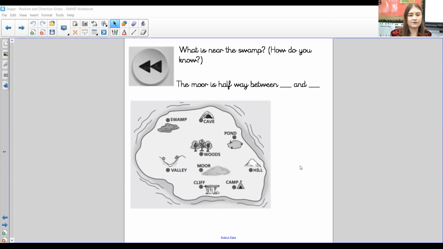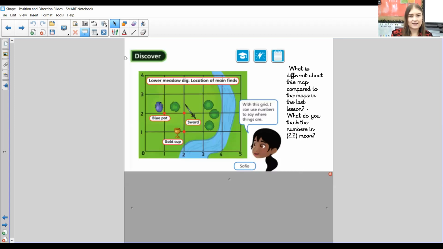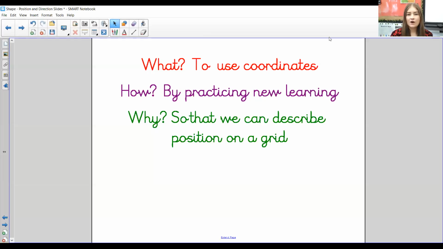So that is a little rewind on last lesson, because what we are looking at this lesson is, let me get the what, how, and why. Okay, so this lesson we are going to use coordinates by practicing some new learning so that we can describe position on a grid. So think back to last lesson, we looked at a map and then we looked at a map with the lines on it. Do you think you can predict what you think coordinates might be?